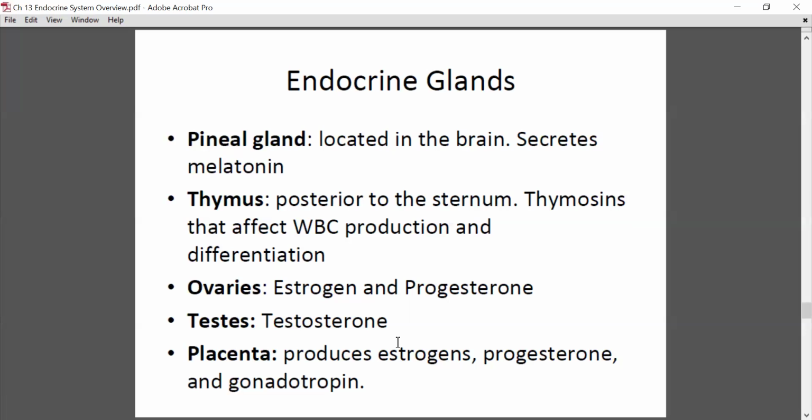You have the placenta. The placenta is the sac that the baby is in as it's being developed. That placenta actually produces estrogens, progesterone, and gonadotropin while baby is being built. So mom needs to produce extra estrogens, progesterones, and gonadotropins to help build the baby. So the placenta will help pick that extra production up so that the ovaries can continue to do their own job.